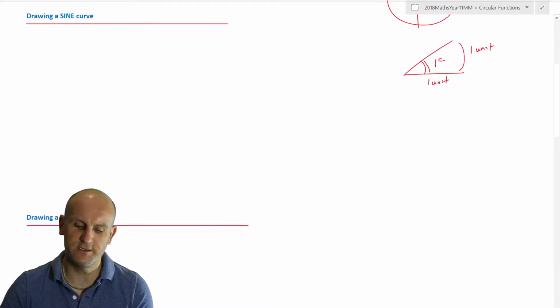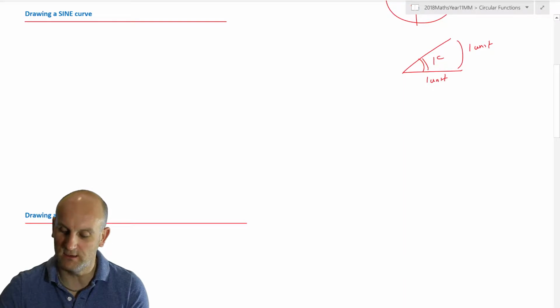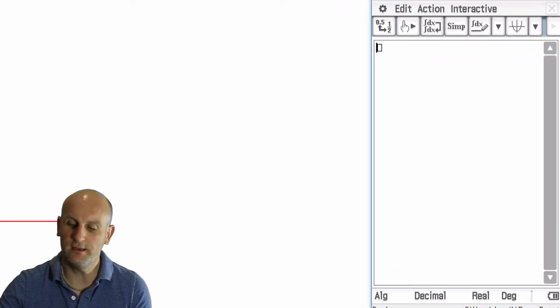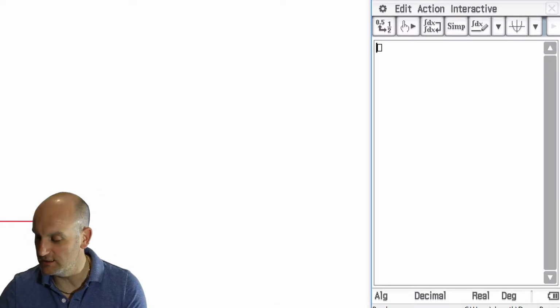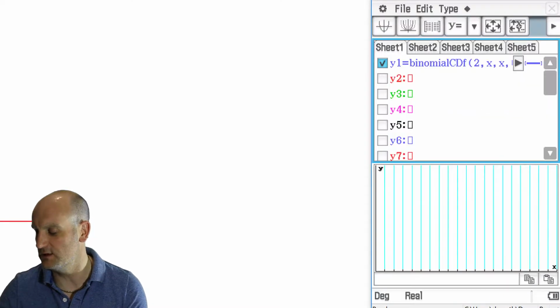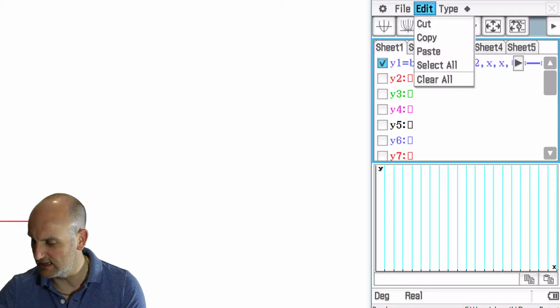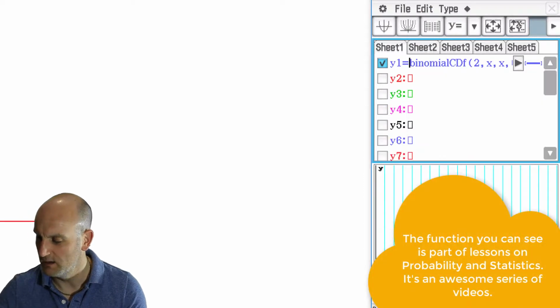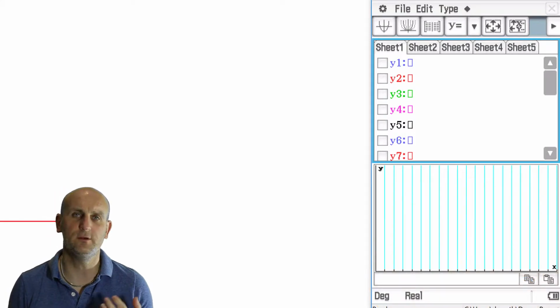Now, the first thing I want to do is talk about something called a sine curve. To do that, I'm going to load up my CAS calculator and draw a sine curve. So bear with me. How do we do this? Well, the first thing I'm going to do is change my calculator into graphs and table. I'm just going to clear all of this down because that was for my year 12 lesson. And I'm going to draw something called a sine curve.